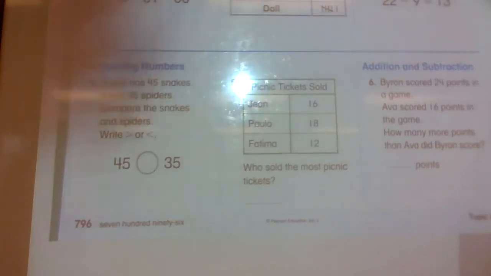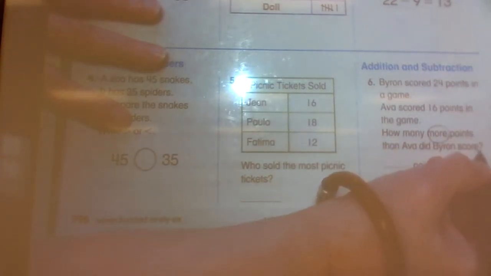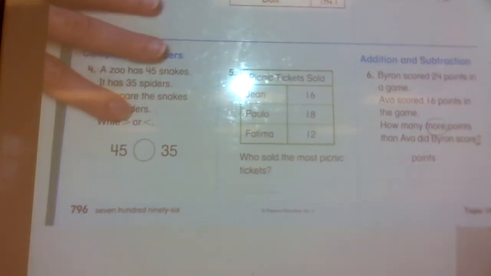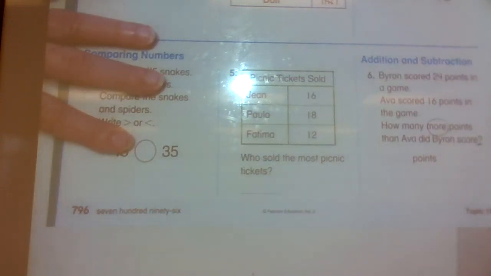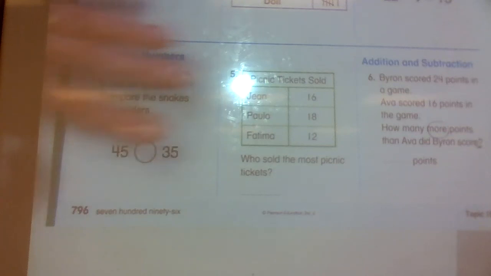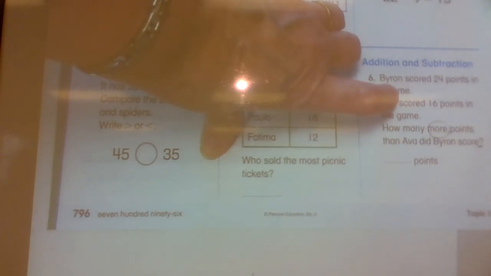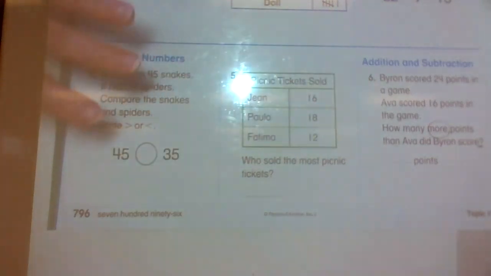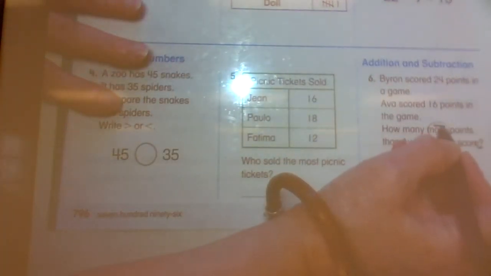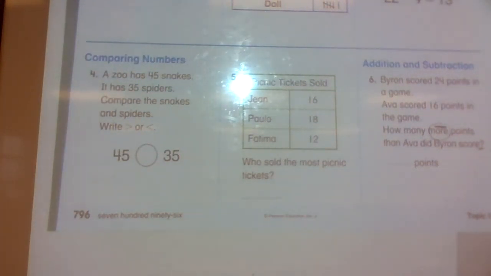All right, there is a clue word. It says how many more points, and it's in the question sentence. So you need to figure out if you need to add or subtract those two numbers. Write your subtraction or addition sentence right here. I want to see your problem. If you don't write your problem, I will count off points. Okay, now this is a clue word. In your take-home folder, we have our clue words. How many more points than Ava did Byron score? More in the question means to subtract. So you're going to write a subtraction sentence, and then you're going to answer it.